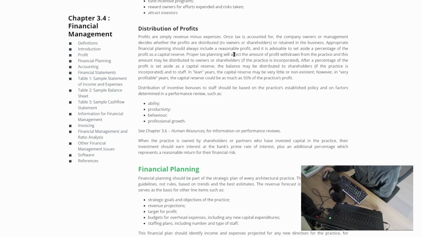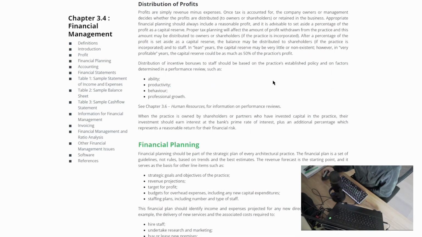Proper tax planning will affect the amount of profit withdrawn from the practice, and this amount may be distributed to owners or shareholders if the practice is incorporated. After a percentage of the profit is set aside as a capital reserve, the balance may be distributed to shareholders if the practice is incorporated, and to staff. In lean years, the capital reserve may be very little or non-existent. However, in very profitable years, the capital reserve could be as much as 50% of the practice's profit.